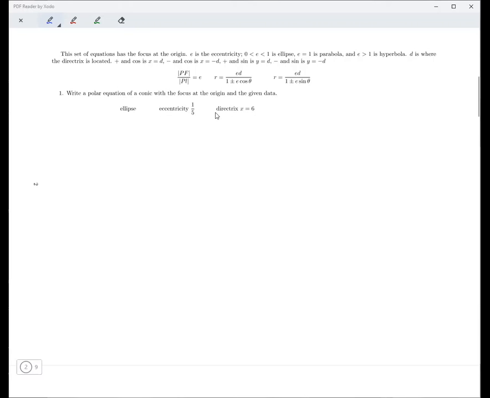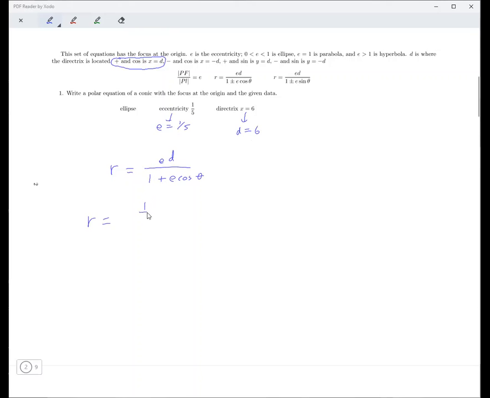Okay. So since the directrix is x equals 6, we are in this case right here. So it's plus and the cosine. And also, d is going to be 6. So that's the information that we have, and because the focus is the origin, the equation is going to be, and here e is 1/5, ed over 1 plus e cosine theta. Okay, so that's the one that we're going to go with.